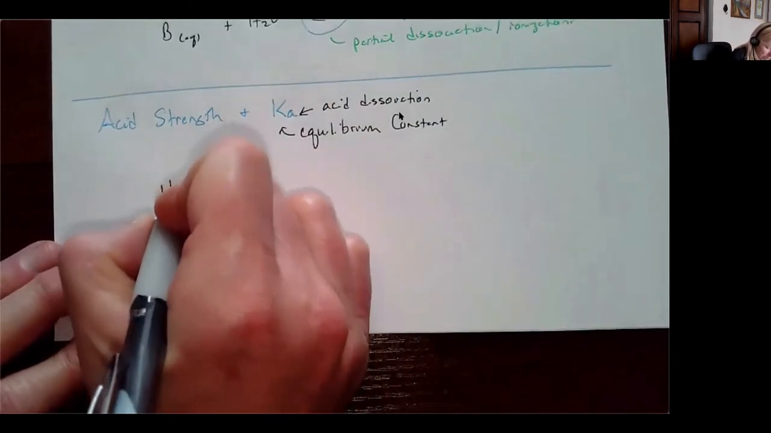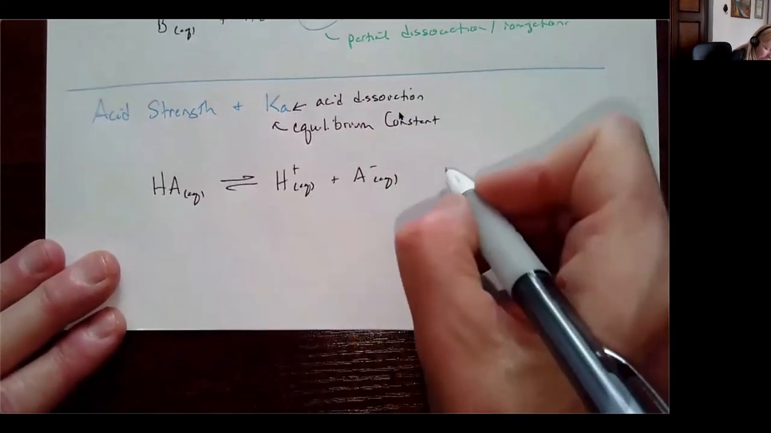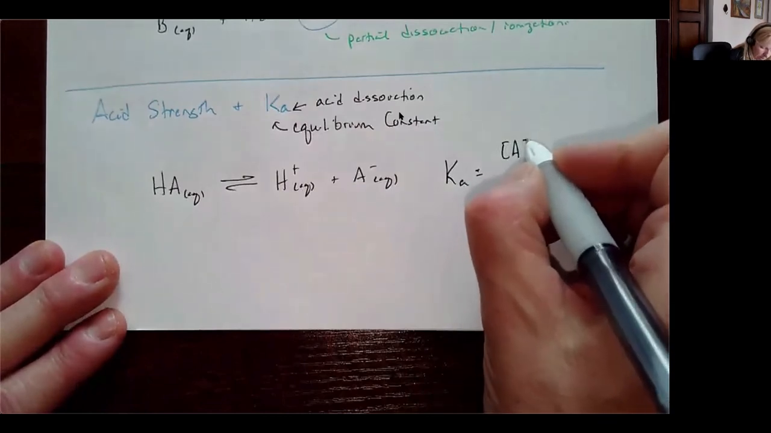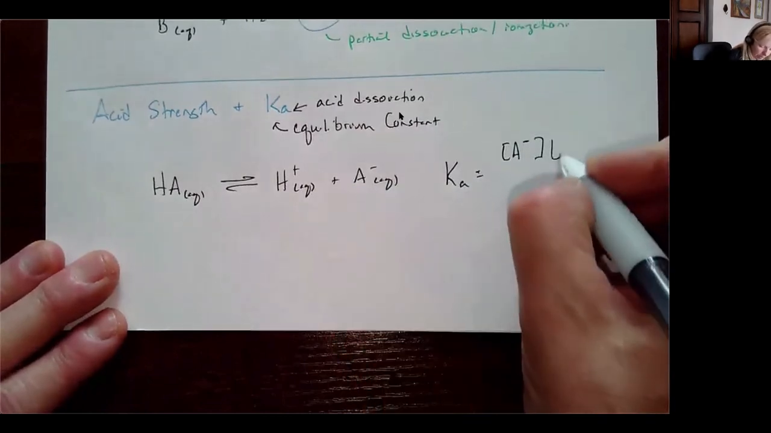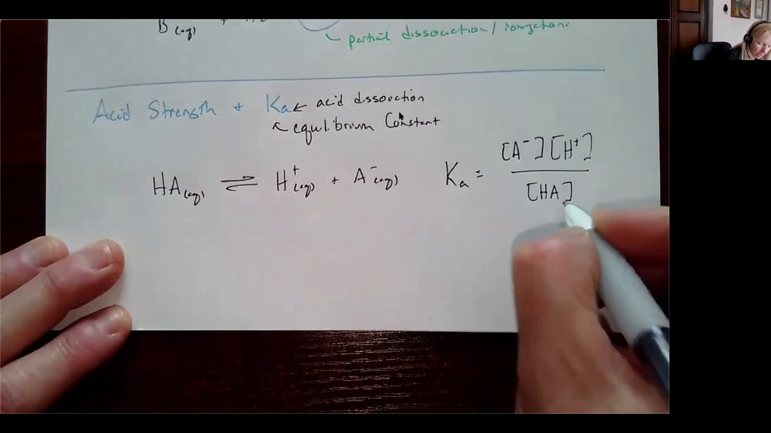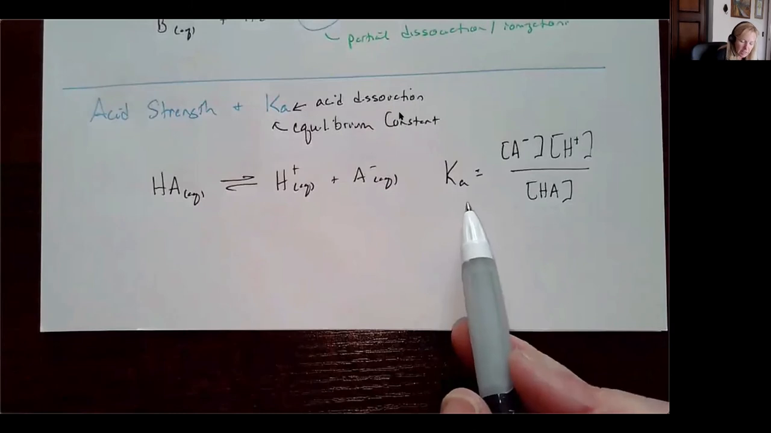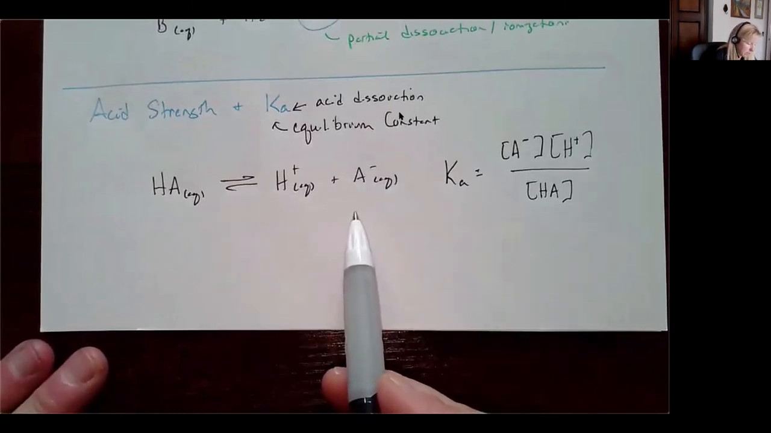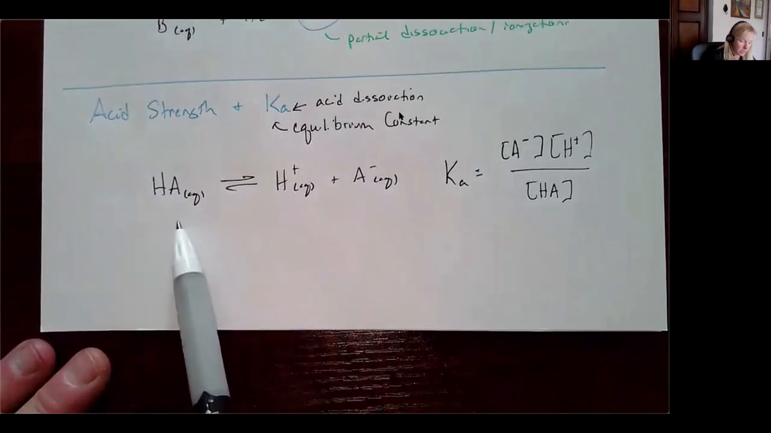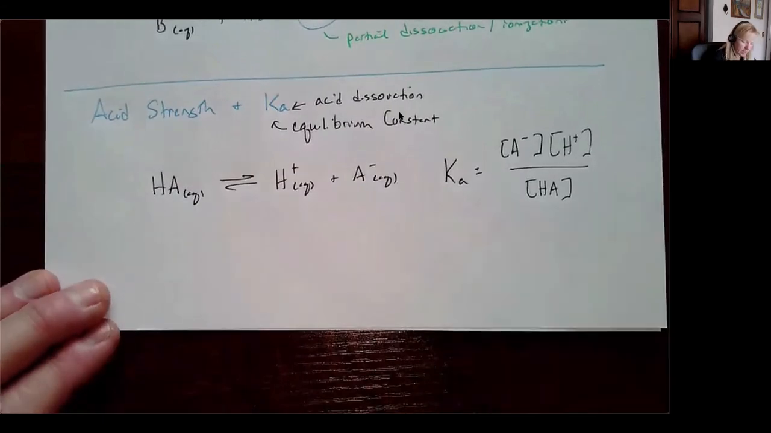So if I go back to my generic partial ionization here, I could write a law of mass action for this. My Ka for this would be the concentration of my anion component, the concentration of my hydrogen ion component, over the concentration of my undissociated acid. And so the bigger Ka is, the more that this is dissociating. The smaller the K is, the lower amount of this is going to dissociate, and I'll have mostly undissociated, unreacted acid here. And I can do the same thing with Kb.